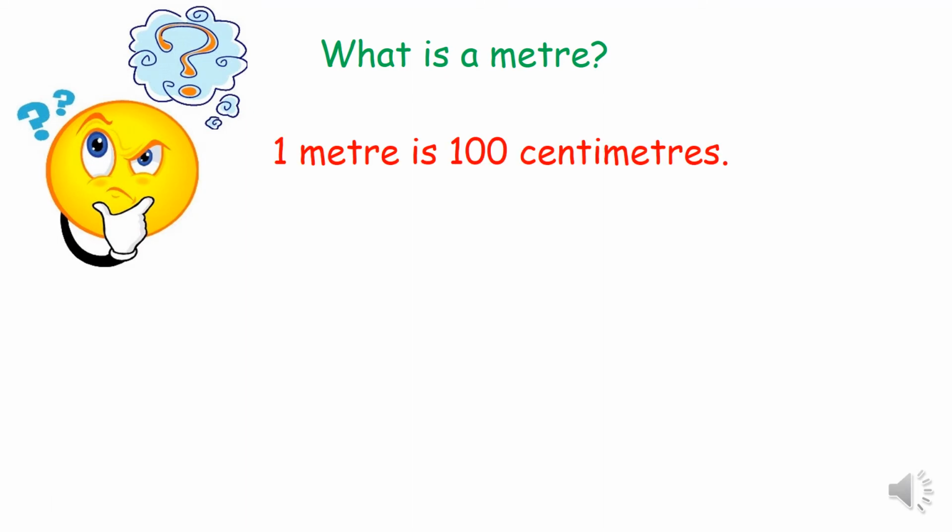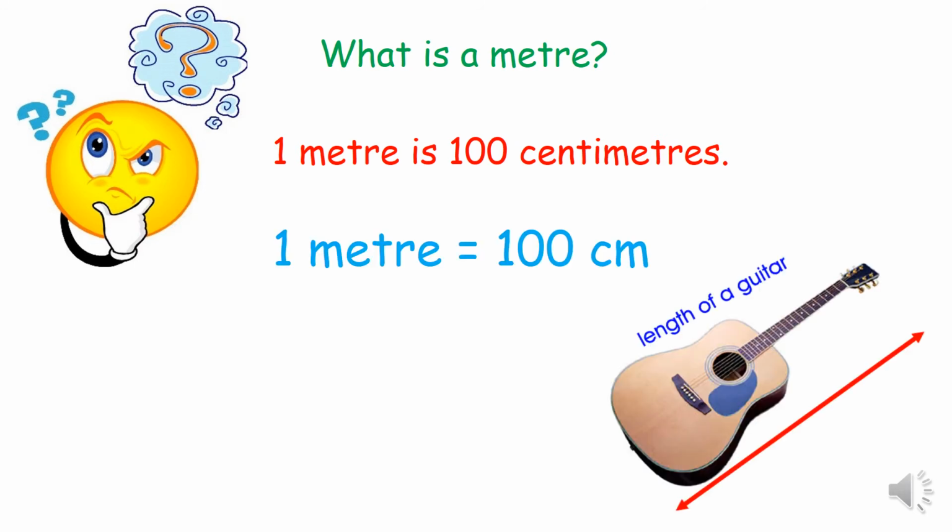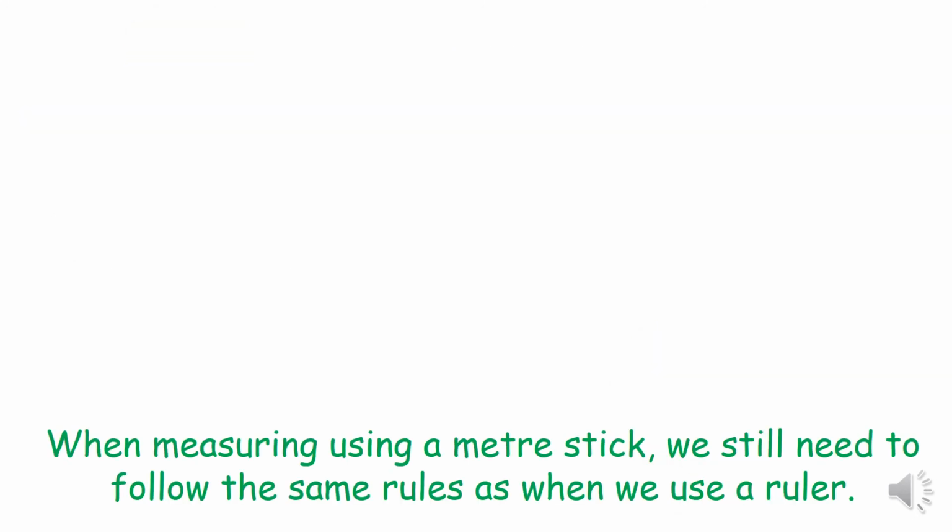1 meter is 100 centimeters. So 1 meter is roughly the length of a guitar. So if we want to measure how long an item is, and we know it could be up to 1 meter or longer than 1 meter long, we could use our tape measure or meter stick. But we still need to make sure that we follow the same rules as when we're using a ruler.